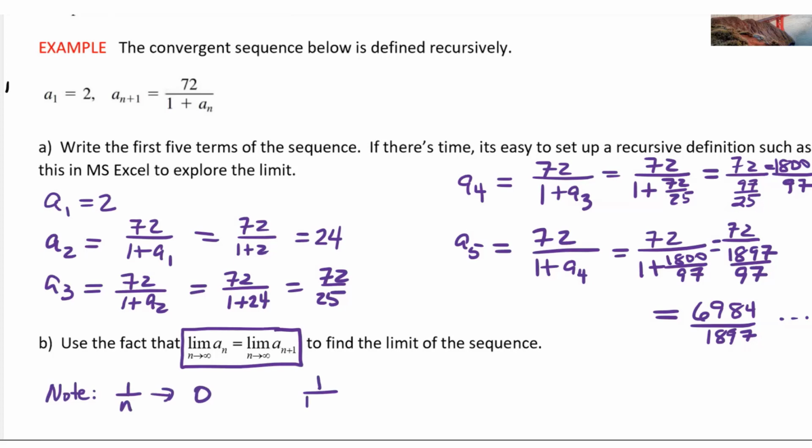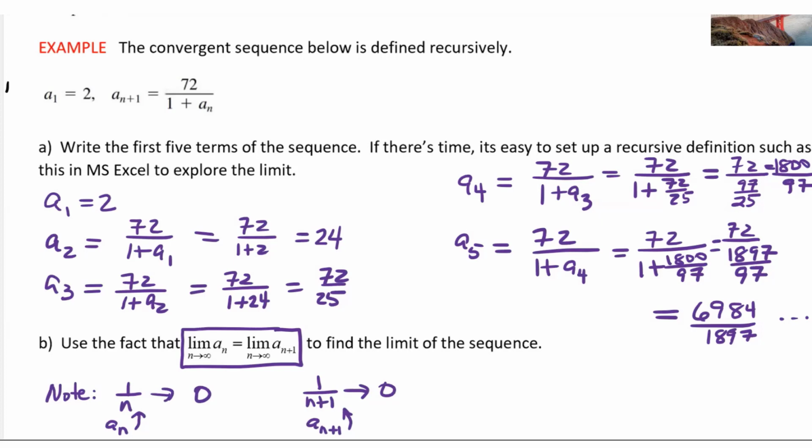If our sequence is 1 over n plus 1, then I'm still going to get 0. This could be identified as the term a sub n from the same sequence. These come from the same sequence, just one term ahead, right? But the limit is still the same.